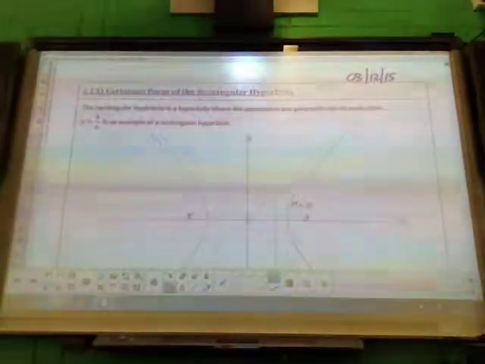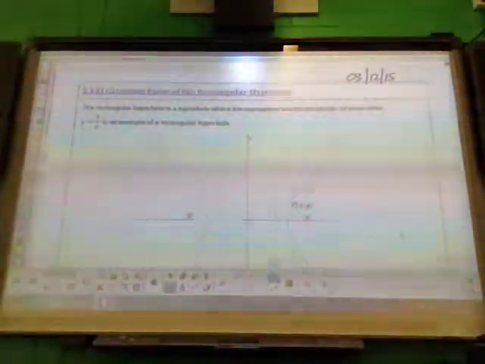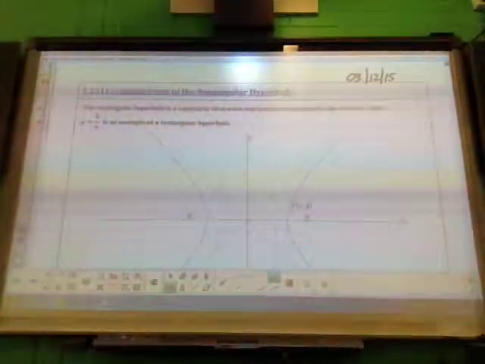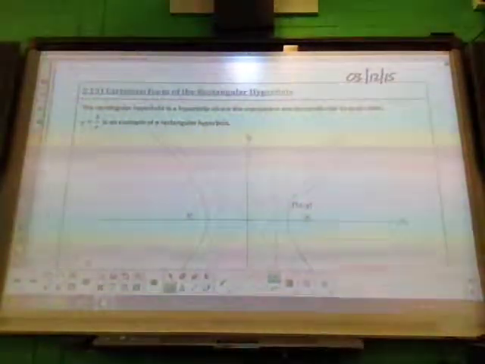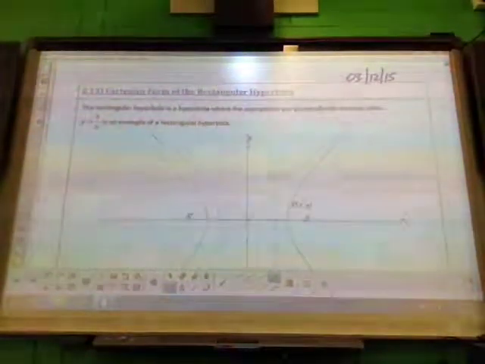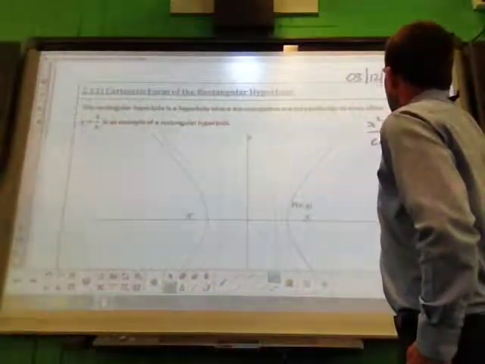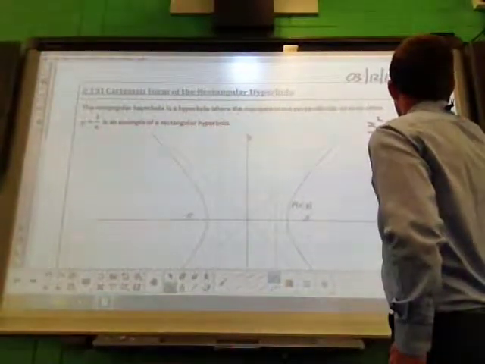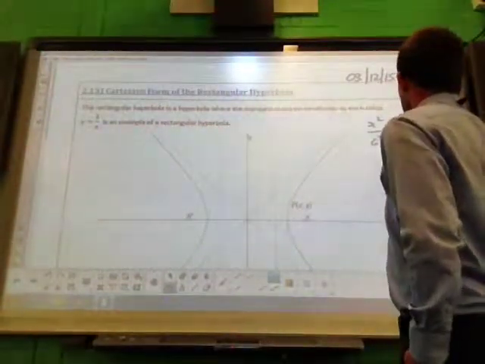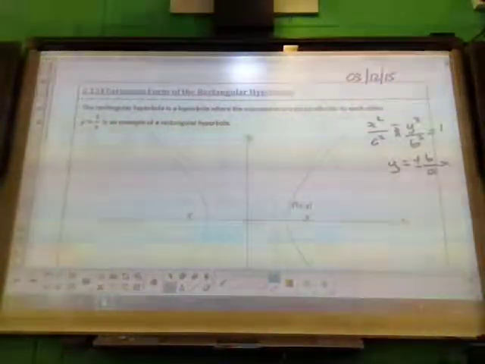Rectangular hyperbola. Okay, so this is the hyperbola that you are more used to, because the rectangular hyperbola is one where the asymptotes are perpendicular to each other. Okay, so the asymptotes were dependent on A and B. So remember our formula, x squared on A squared, take away, y squared on B squared is 1, and the asymptotes were dependent on the values of those B's and A's. Okay?